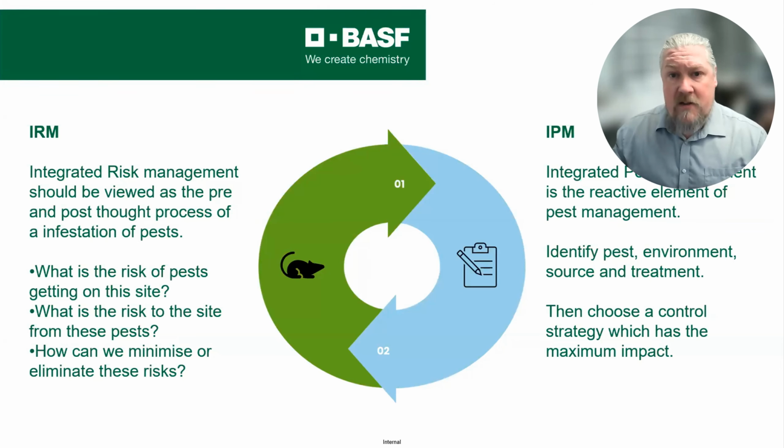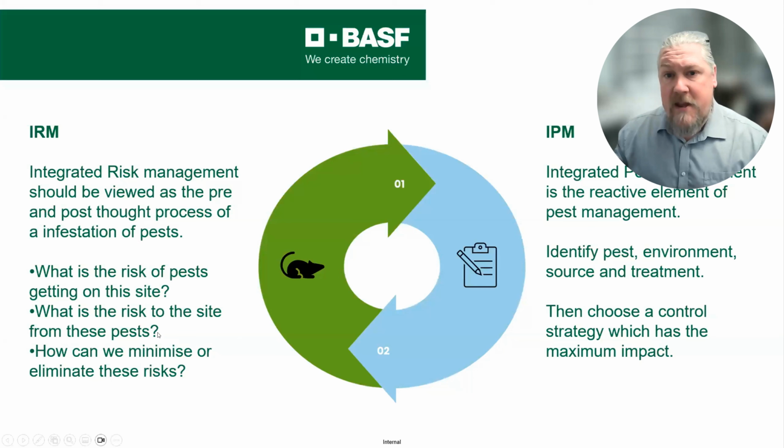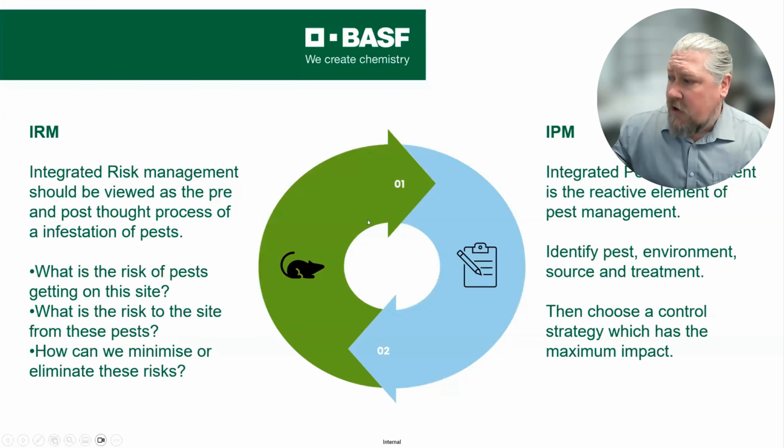How can we then eliminate this? We start to apply a risk process, our E-stop process: eliminate, substitute, technical controls, operational controls, and then finally PPE, if for example we can use that within this as well. But that doesn't preclude our use of IPM. IPM, of course, is going to be identifying the pest, the environment, the source, and the treatment, your PEST. And then we're going to choose the correct control to work with on that.